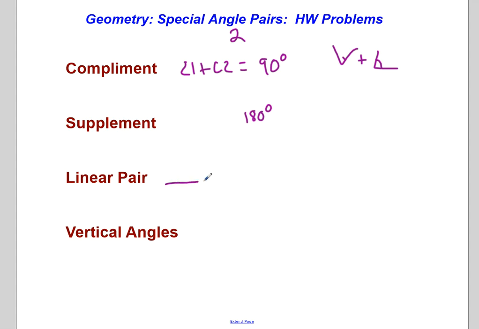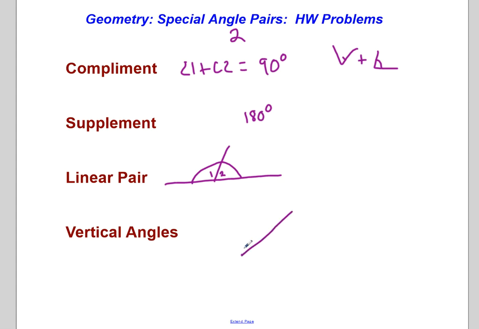Linear pair is when we have a line whose adjacent angle is right here on the line, and it forms a linear pair. Angles 1 and angle 2 are a linear pair. This is 180 degrees. They are also supplemental.